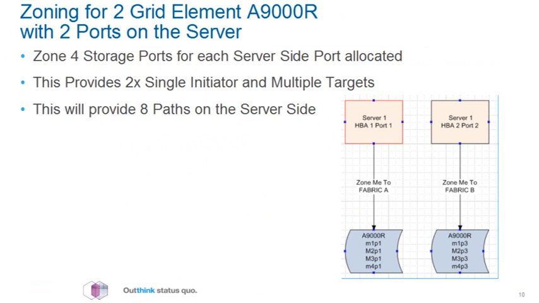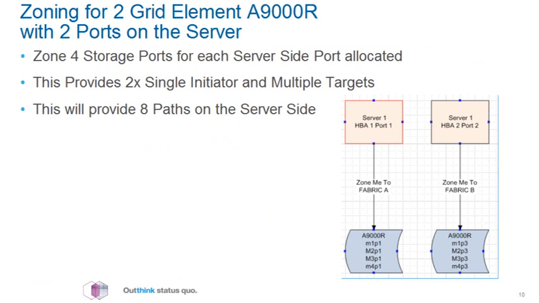On the next slide, slide 11, is zoning for a 2-grid element A9000R with 2 ports on the server. You need to zone 4 storage ports for each server side port allocated. This is shown on the diagram in the right-hand corner, along with the fabric that they're supposed to be on. The modules and ports are listed. Notice that this is just the standard connectivity, not the replication connectivity. So this is a balanced set of connections.